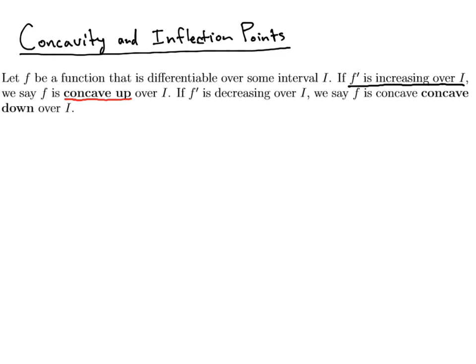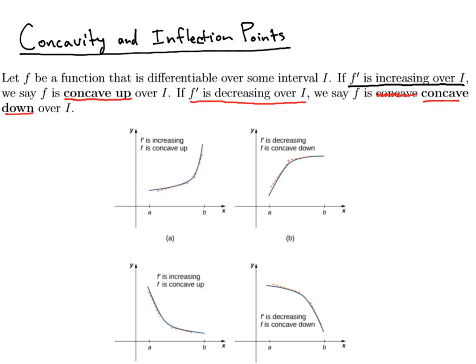If f prime is decreasing over the interval, we say that the function f is concave down over the interval. I accidentally typed a second concave there. All right, and then let's look at a graph that illustrates this idea. Actually, it's a series of graphs.